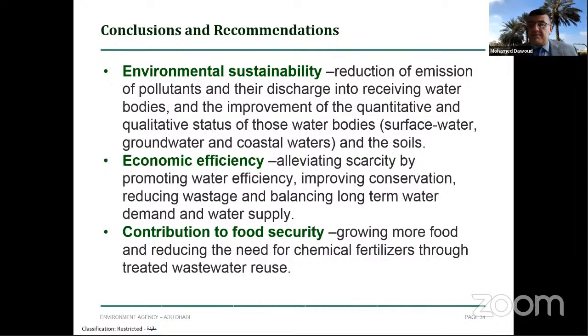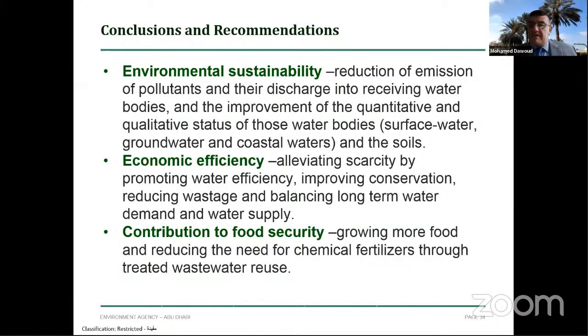I gave you an example in Abu Dhabi: by the end of 2021, we will reach zero discharge to the environment, and we will utilize 100% of our treated wastewater, and it will add to our water balance in the Abu Dhabi Emirate. So it has a lot of environmental sustainability. It could help to protect the groundwater. It could serve as an alternative resource to desalinated water for irrigation.